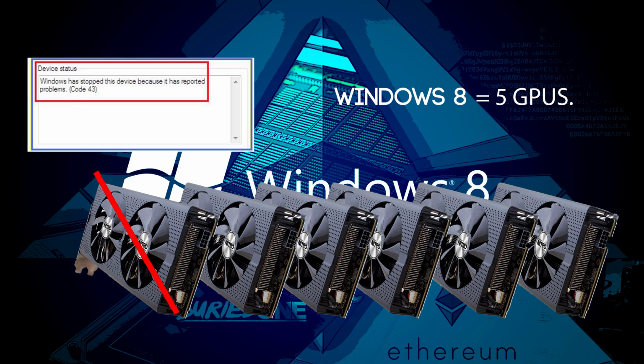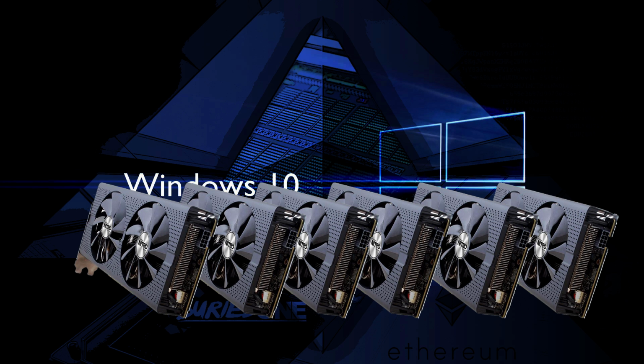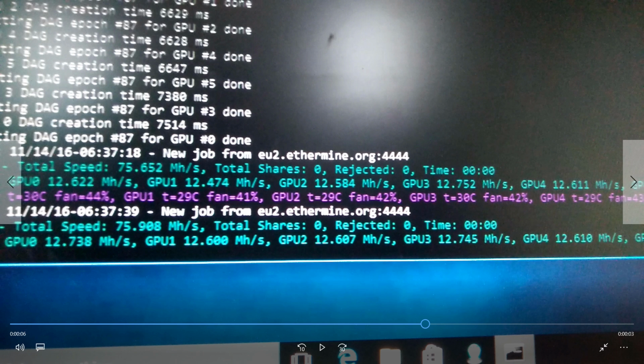So what was the solution? Upgrade to Windows 10. When I upgraded to Windows 10, I had every card working, all 6 of them. And I was like, finally, it works. So I started up the miner, and for some reason, I was only mining at half speed. And I was like, holy damn, how is this even possible?